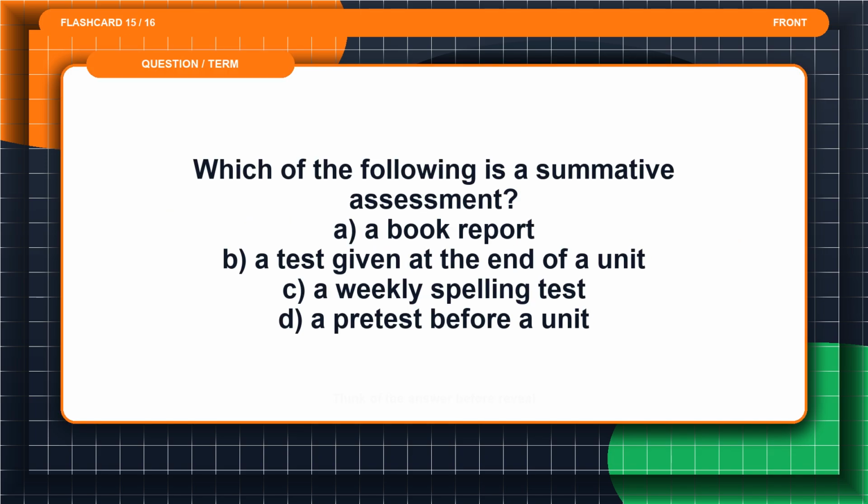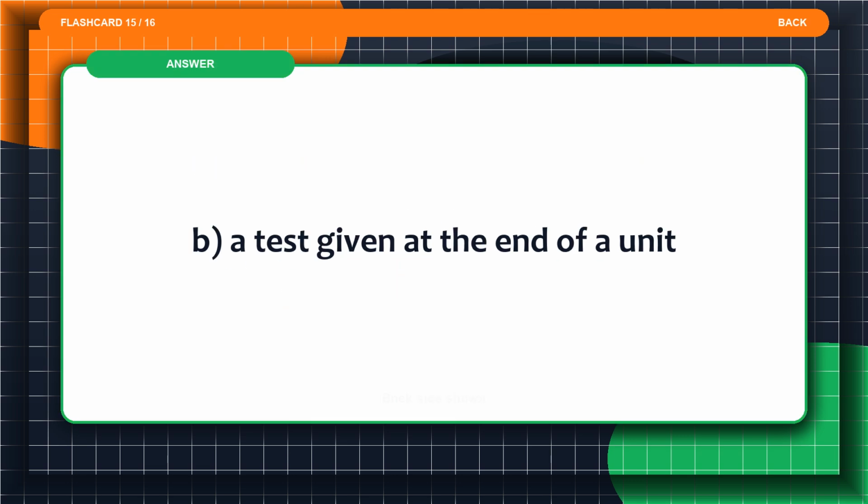Flashcard 15. Which of the following is a summative assessment? A. A book report. B. A test given at the end of a unit. C. A weekly spelling test. D. A pretest before a unit. Think of the answer before the reveal. The answer is B. A test given at the end of a unit.